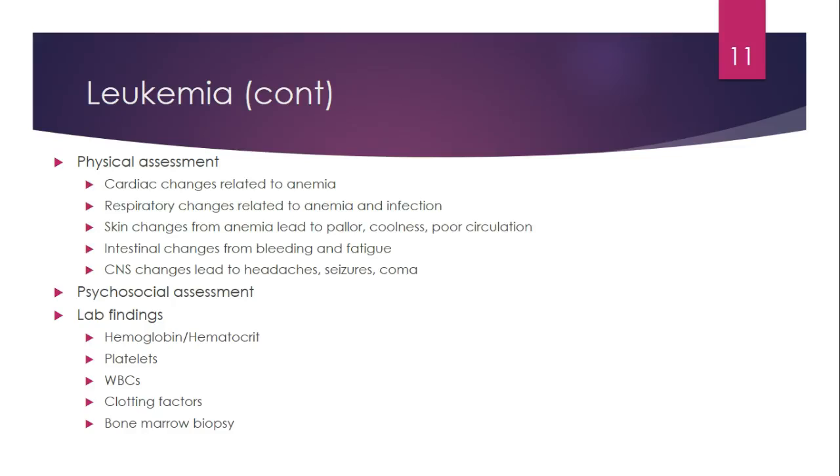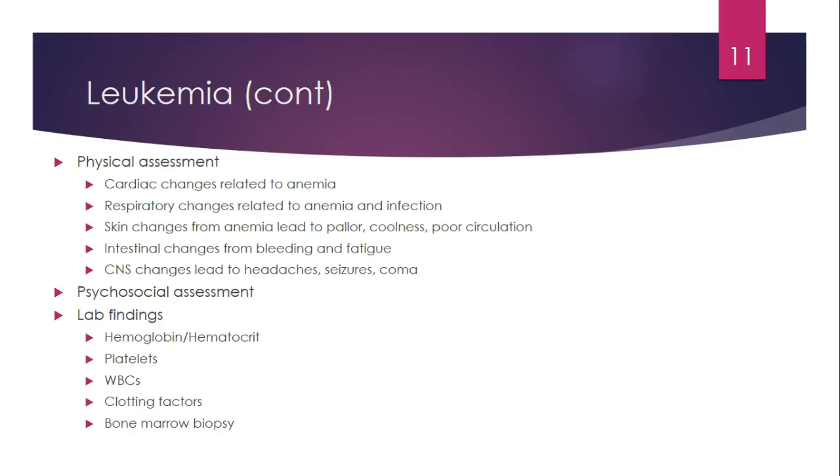Because not only do you make a lot of WBCs, but they're usually not as functional until you are in a state of deficiency. You might see skin changes. Oftentimes I've seen bruising related because your platelet counts are down. And then intestinal changes from bleeding or fatigue related to lack of coagulation. Some psychosocial assessments, how is this affecting your life, of course.